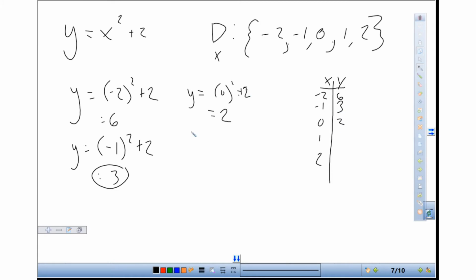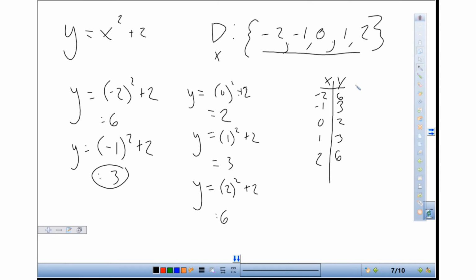If I put 1 in there, it's going to be y equals 1 squared plus 2, and that's going to be 3 again. And then finally, we put 2 in there. And I know I'm doing this pretty quick, but if you think about this, this is just all the same type of pattern. All I'm doing is putting these domains in. Okay, so 2 squared is 4 plus 2 is 6.